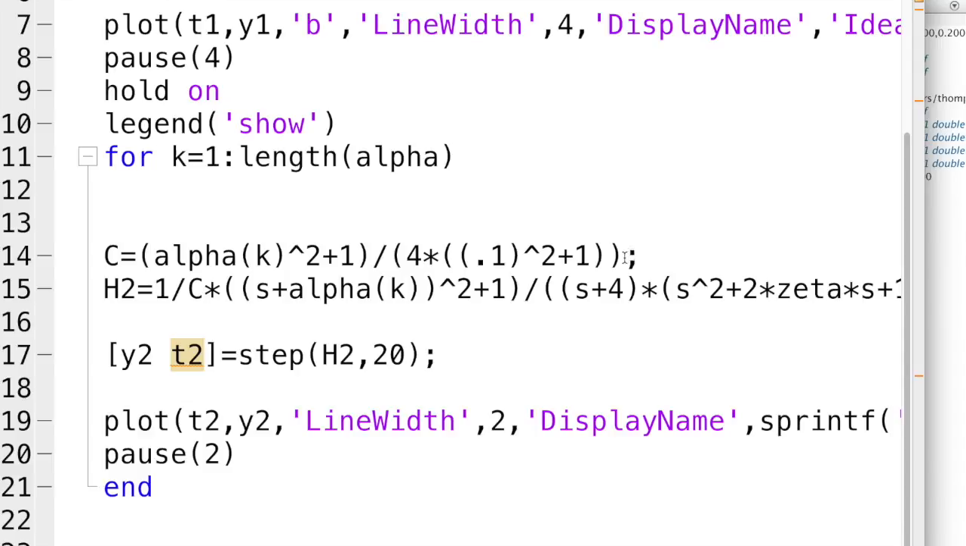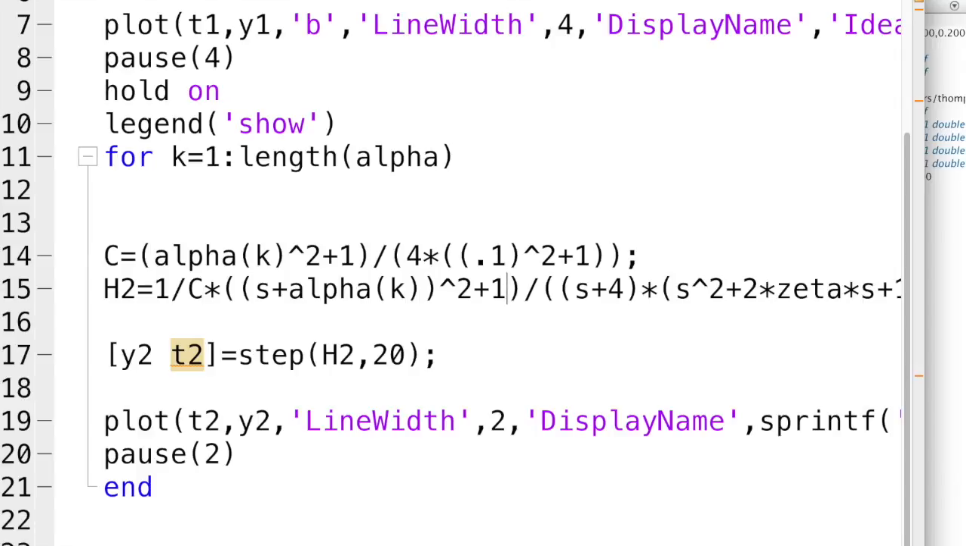Then I mentioned in the video also that I needed a constant c so that the overall transfer function has a gain of 1 for all values of alpha. So this is the value of c that makes that happen. And then you see in the numerator here, I have a set of complex zeros with the real part being alpha and the imaginary part being 1. So from this we can take a look at what happens.